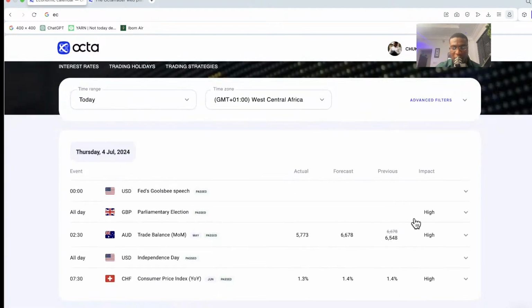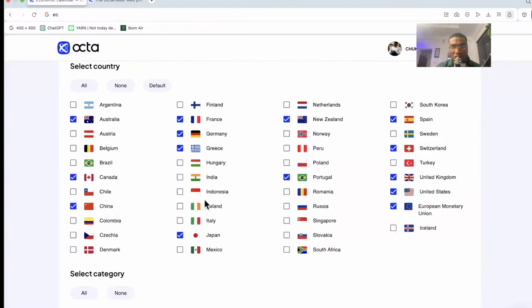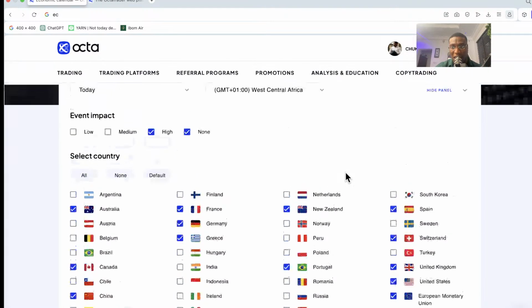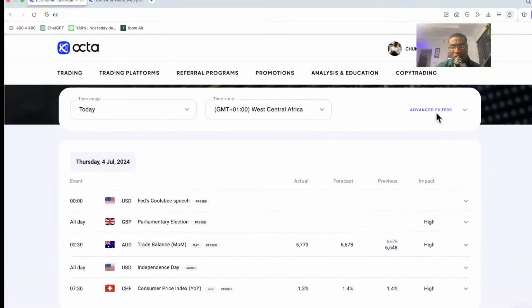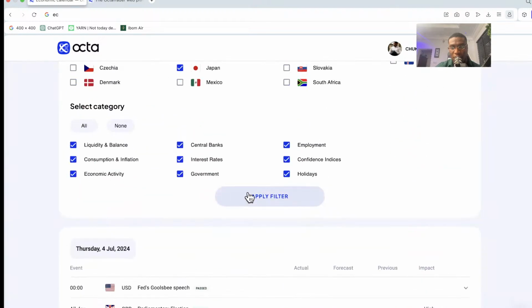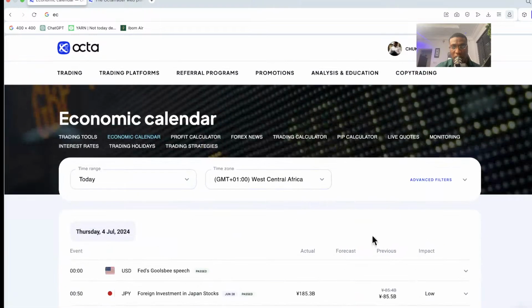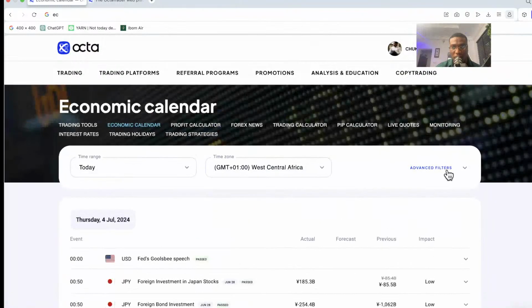So over here, you can see that it's only showing me high impact events. And the reason for that is because I have filtered it to just show me high impact events and some selected countries that relate to the currency that I am trading. All right. So if you want to change this, you can always use the advanced filter. Click on medium, click on low. Very important for beginner traders as well, so that you can get the knowledge of these events. Click on apply filter, and then you see that we have some extra events for today.